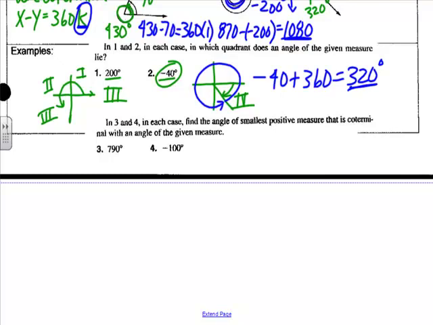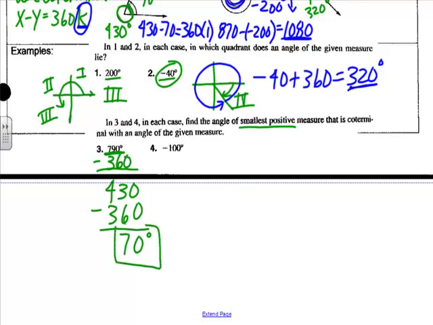Okay, find the angle of smallest positive measure that is coterminal with an angle of the given measure. So if someone gives me 790 and says, hey, what's the smallest positive angle that will get me to that position? I like to think about it as taking wraps off. Clearly this is above 360, so if I take one wrap off, sort of unwind the angle, 790 minus 360, I drop down to 430. Oops, I'm still over 360, so I'm going to take another 360 off, and I bring myself down to 70. So 70 degrees would get me to the same place without going around so many times.